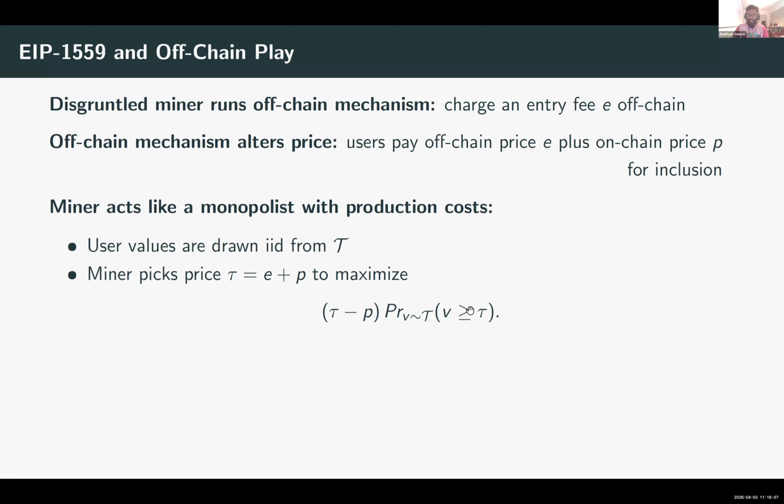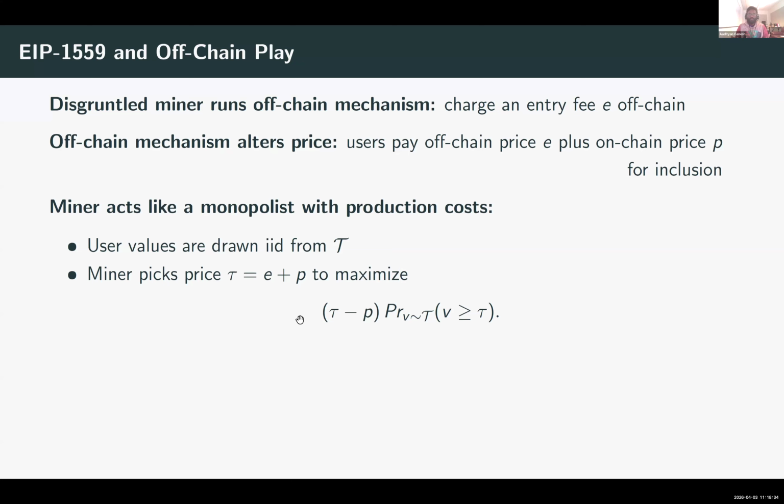And when will the miner be able to include a user? The miner will be able to do that whenever the user's value is more than tau, the modified price. So the probability with which a user is allocated is going to be the probability that the value V is greater than tau. So the miner's total revenue is tau minus P times this probability. And the miner picks tau so as to maximize the revenue that it gets from every individual user.